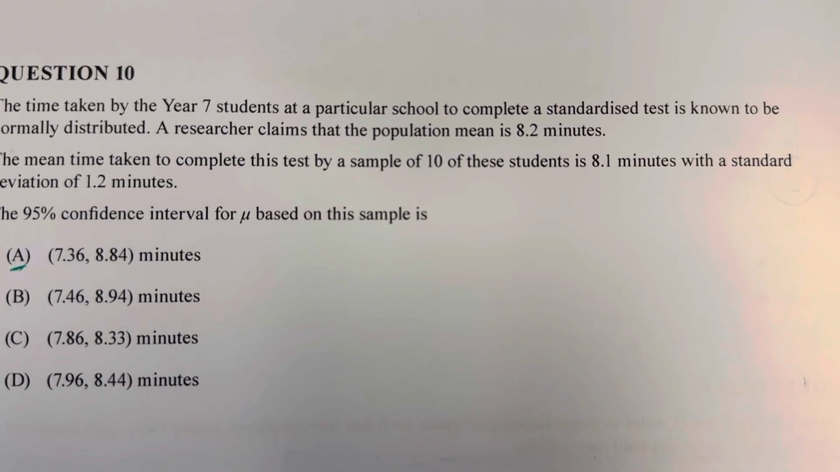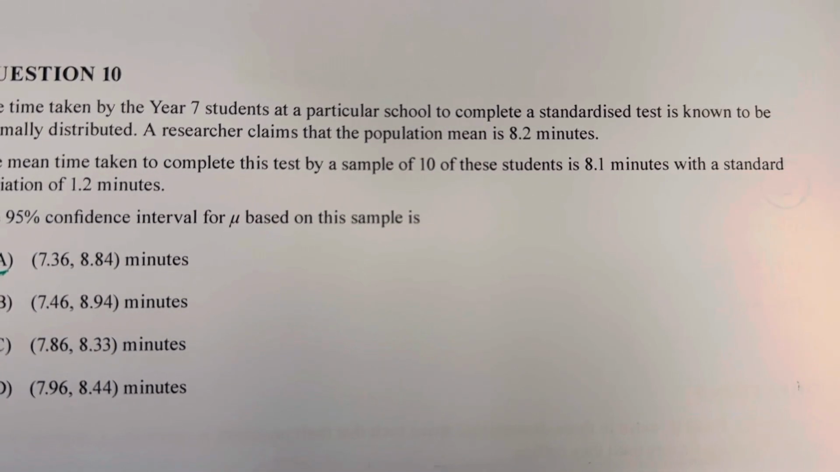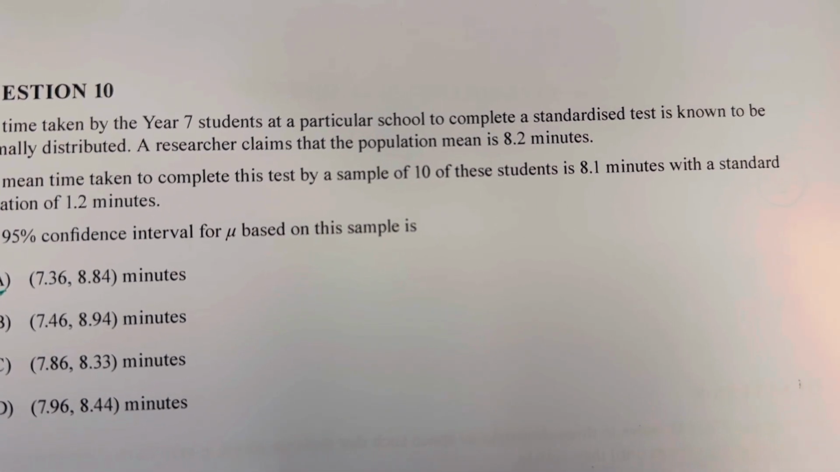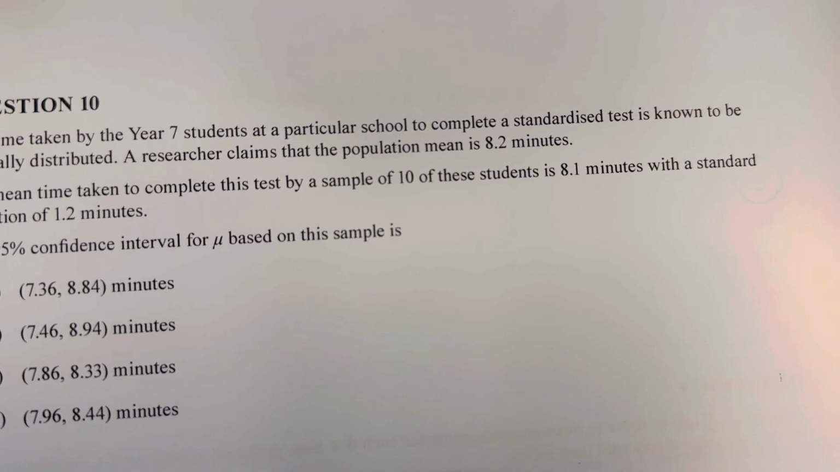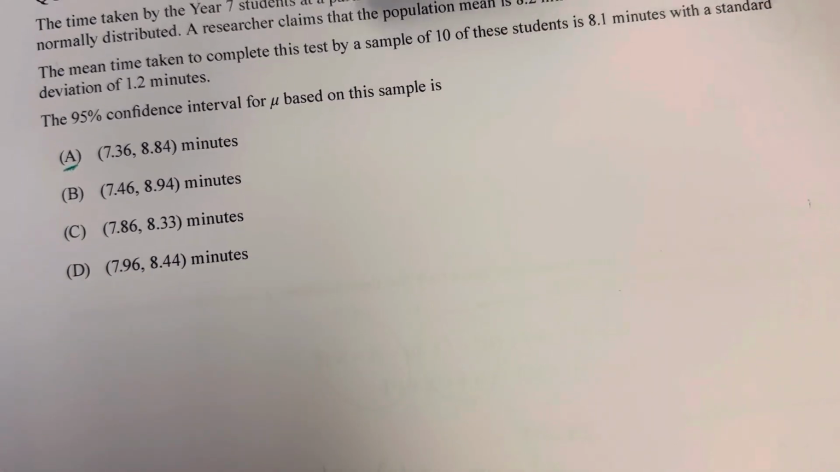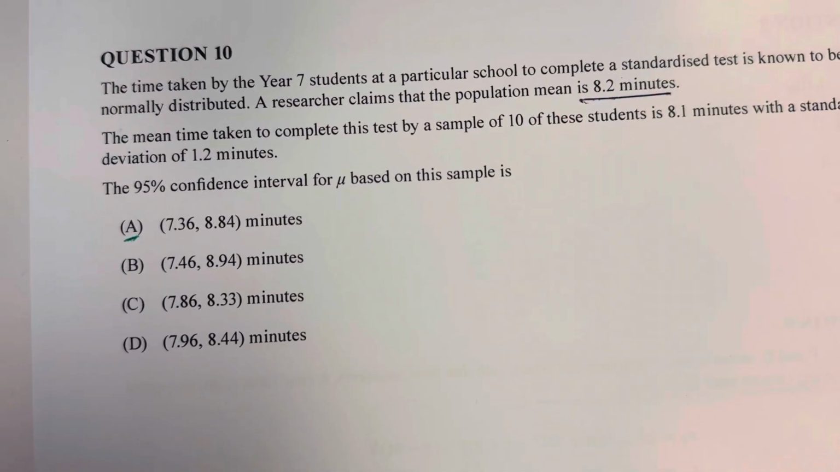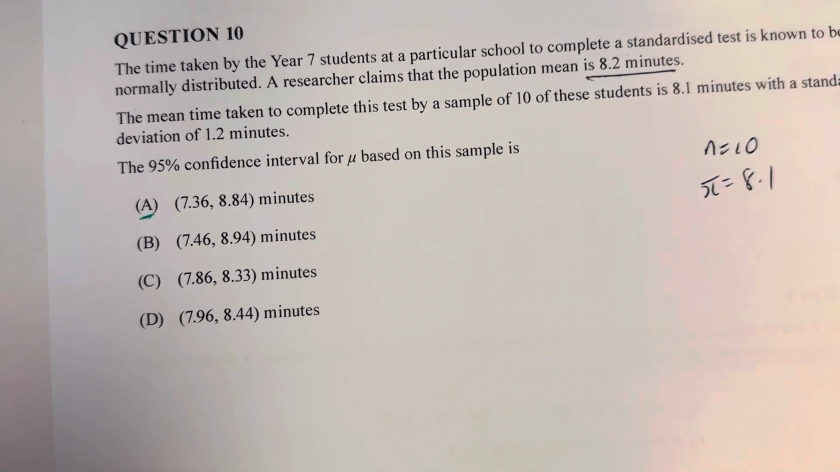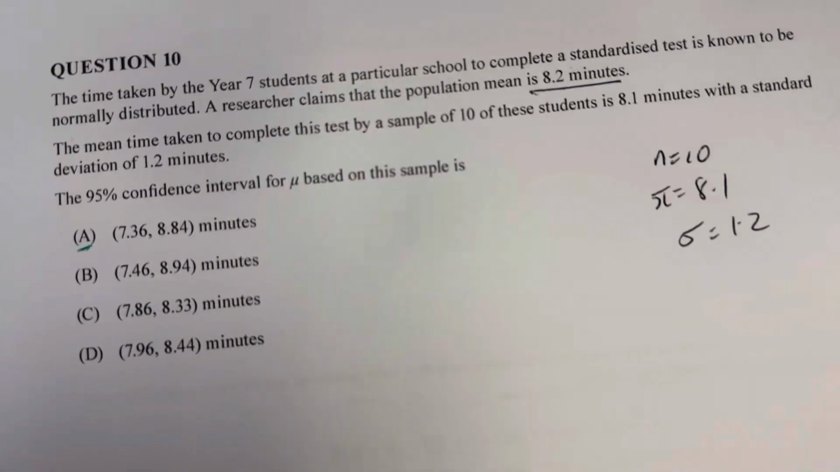And then we're just going to flip over for the last one, 10. The time taken by a Year 7 student at a particular school. Okay, what are we trying to do? Normally distributed, which I do love when it's normally distributed, don't you? All right. Normally distributed, a researcher claims that the population mean is 8.2. So they're making this claim. The mean time taken to complete this test by a sample of 10 students, so n equals 10, is 8.1 with a standard deviation of 1.2. A 95% confidence interval was based on this sample.